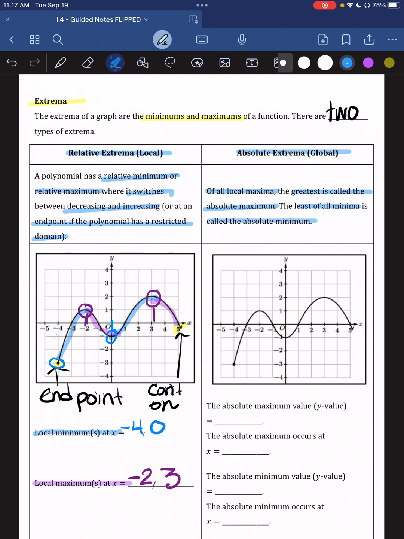When we're talking about absolute minimums and maximums, we want to make sure that we're looking at the correct question. This is saying the absolute maximum value, which is the y value, is, and then that the absolute maximum occurs at. If we look at our graph, we'll see that the highest point is right here. That's the highest point on the graph. If we follow that down, we see that it occurs when x equals 3. And then the absolute maximum value would be the highest y value that it hits, which would be 2.